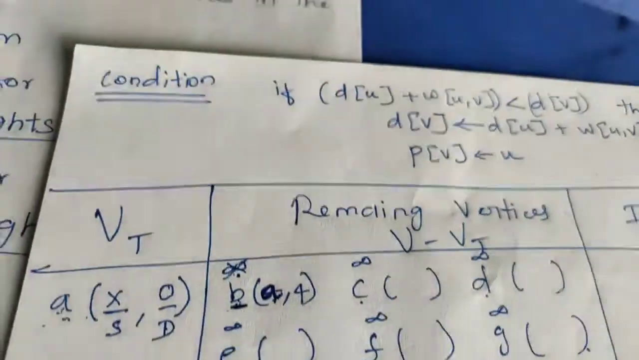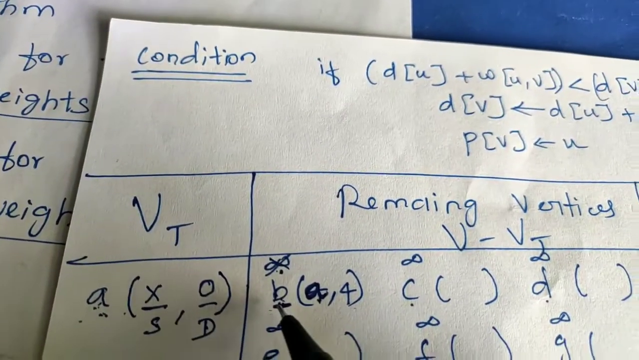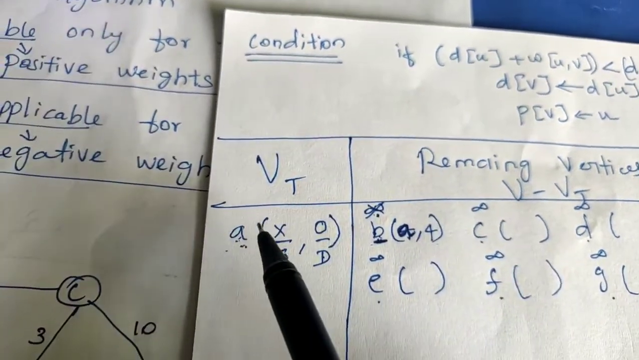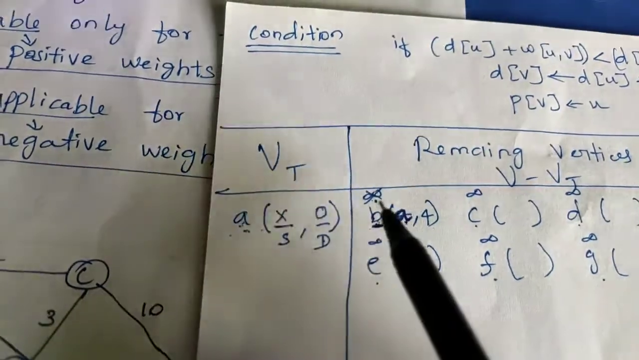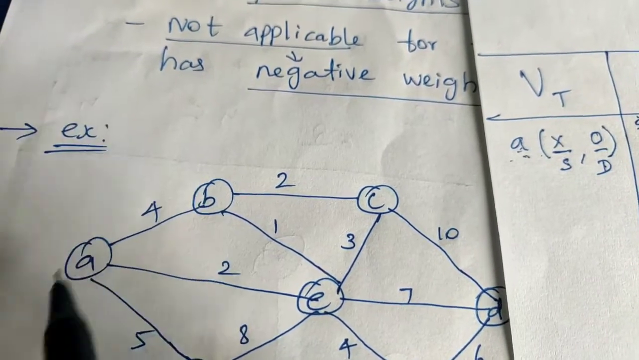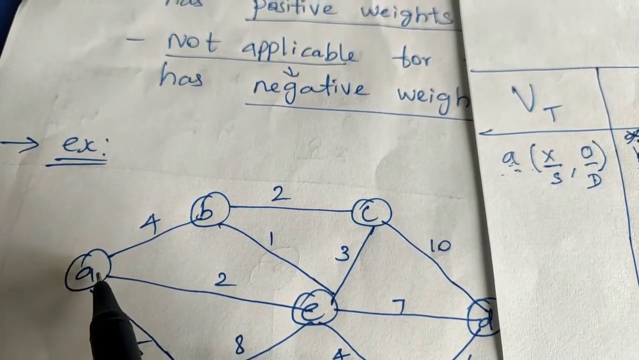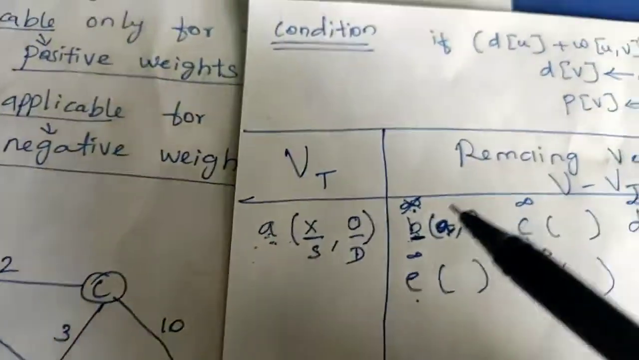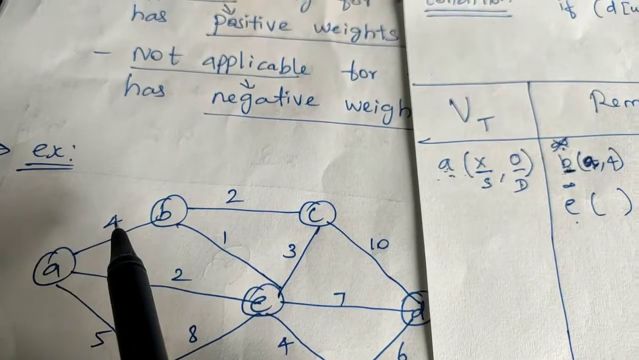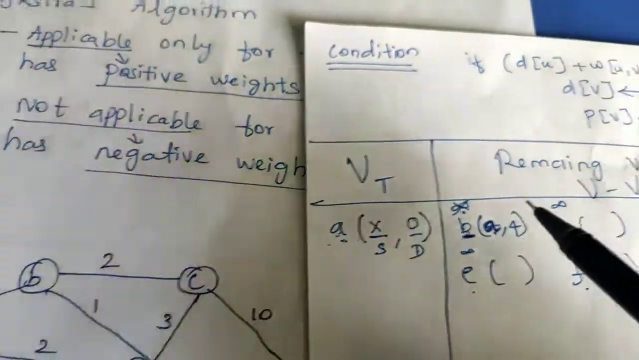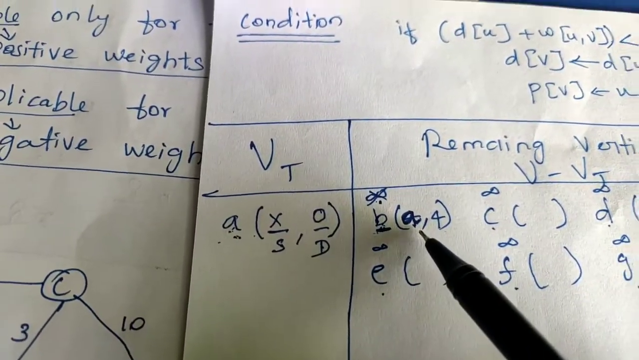Now that is what I have done here. I have initialized the distance of B vertex as infinity for the first time. I try to find the path from A to B from the given graph. I have a direct path. Take the path A to B with the weight 4. So I'm just comparing this weight 4 with the initialized infinity. 4 is less than infinity, so update it.